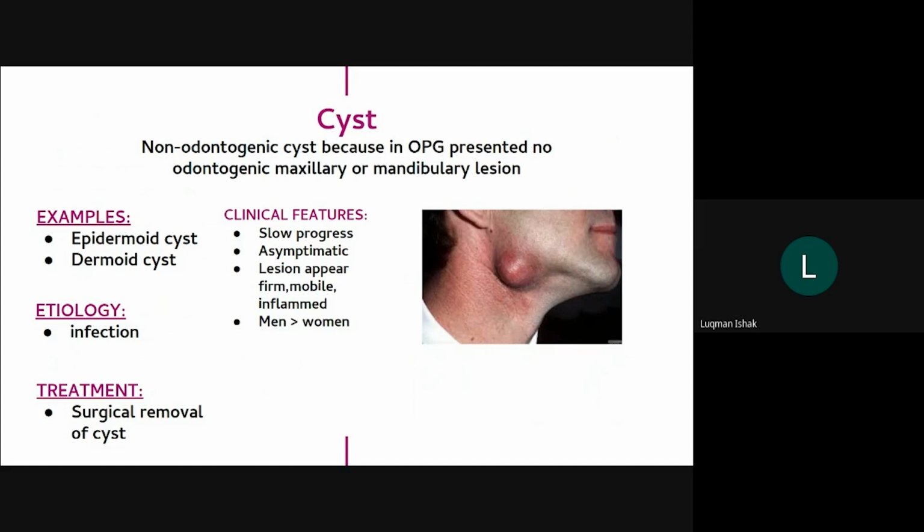If the patient suffers from a cyst, we can see a slow progress of the lesion, and it is asymptomatic. The lesion appears firm, mobile, and inflamed, and men are more prone to have cysts compared to women. For the treatment, we can do surgical removal of the cyst.